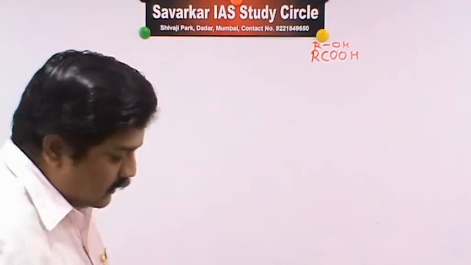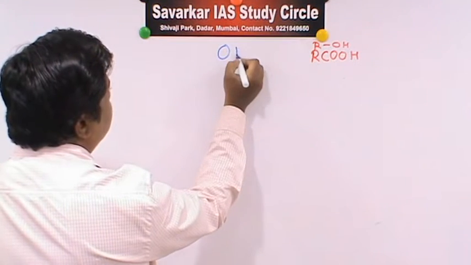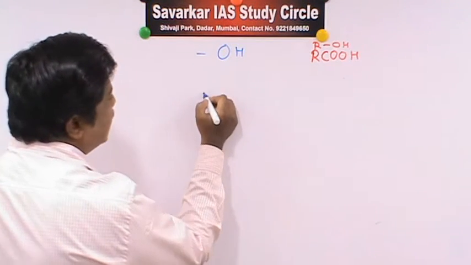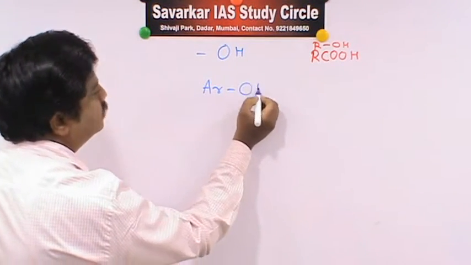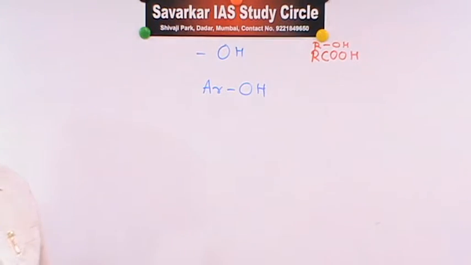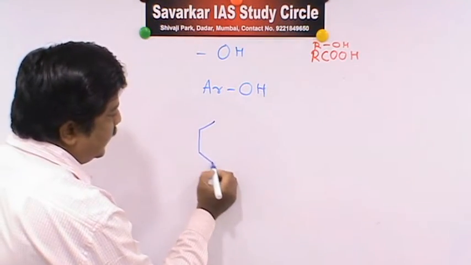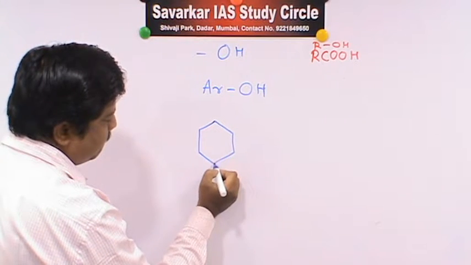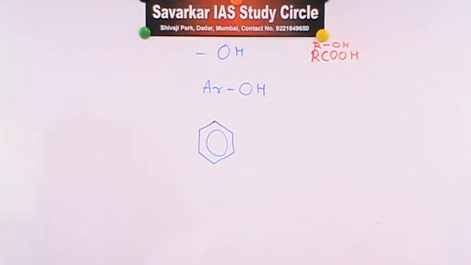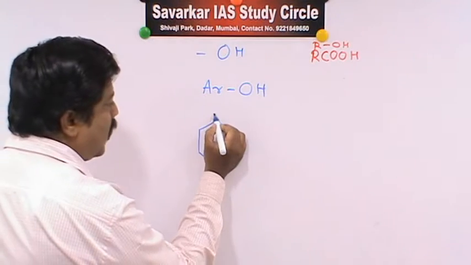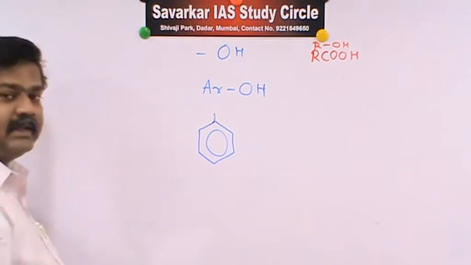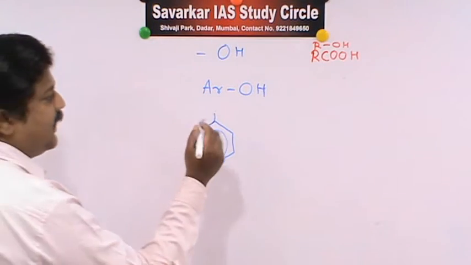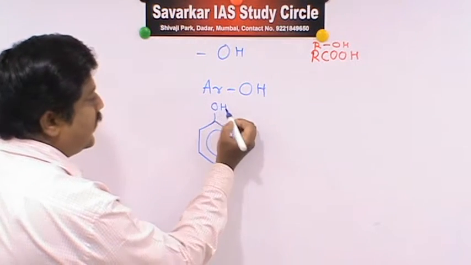Now another compound giving an OH group we have to discuss. This is ArOH. Now you are aware, Ar means what? Benzene ring, which has one bond vacant. All other valencies are satisfied by hydrogen, but this bond is vacant, and we are attaching OH here.